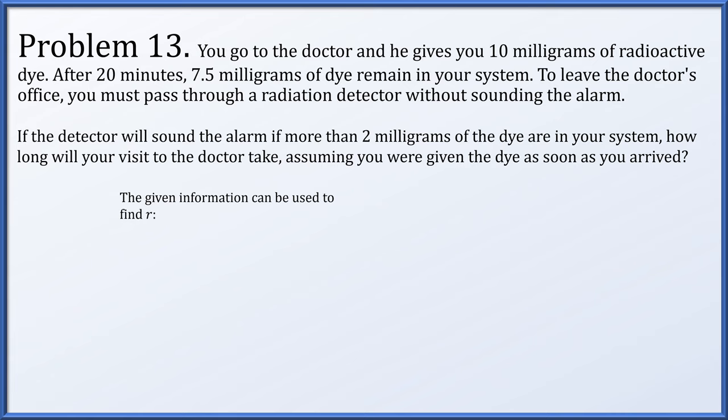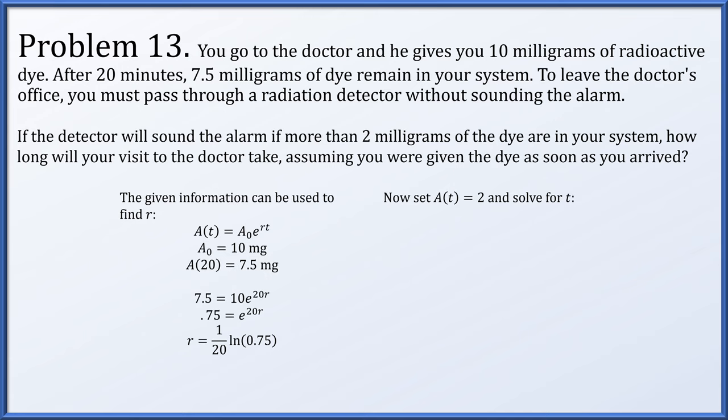The given information can be used to find r, the decay rate. So the amount at time t is the initial amount times e to the rt. We know the initial amount to be 10 milligrams, and we also know that after 20 minutes, 7.5 milligrams remain. So 7.5 is the amount after time t equals 20. Dividing both sides by 10, taking a log and dividing by 20, we can now solve for r, the decay rate of the dye, to be 1 over 20 times the natural log of 0.75.